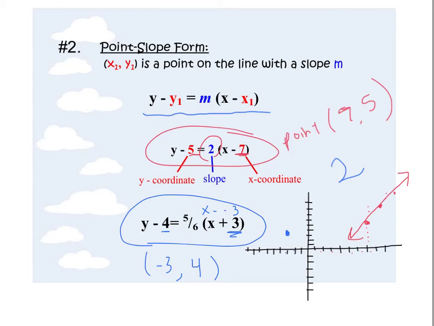And now from that point, we have a slope of 5 over 6. So we're going to go up 5 and over 6. 1, 2, 3, 4, 5. 1, 2, 3, 4, 5, 6, and we can graph that line. So again, watch out for the x plus 3 is really x minus a -3. And that is the point-slope form for graphing a line.